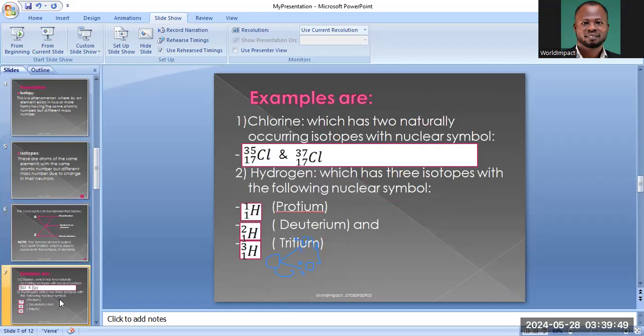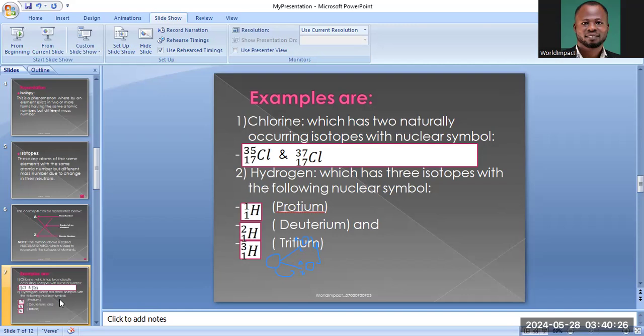Let's look at a very good example. We have chlorine, which has two naturally occurring isotopes with nuclear symbols: chlorine with mass number 35 and atomic number 17, and the second one, chlorine with mass number 37 and atomic number 17. We usually call it by the name of the element and its mass number because that's the weight. Their weight determines the identity together with their name. So that's why we say chlorine 35 and chlorine 37. So this is the nuclear symbol. The atomic numbers are the same while we have different mass numbers.